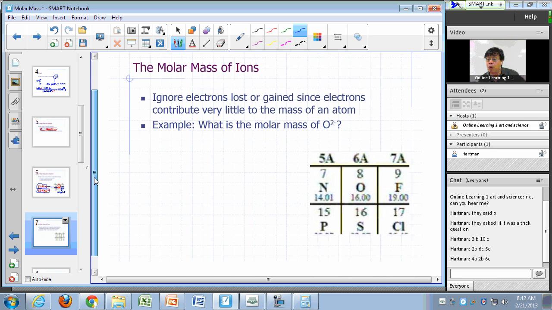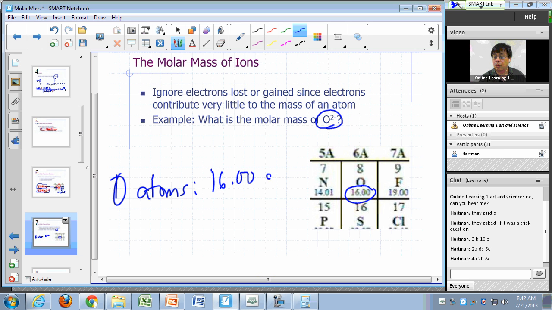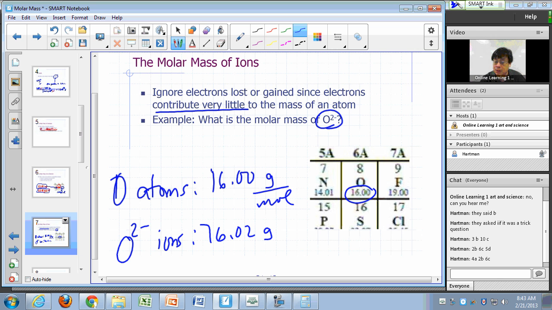Okay. What about molar mass of ions? If I were to ask you, what's the molar mass of oxide ions, O with a -2 charge? Well, molar mass of oxygen atoms is, according to this, 16.00 grams per mole. Well, what about oxide ions? Well, you have to realize that electrons contribute very little to the mass of the atom. Remember, each proton is about 2,000 times heavier than an electron. So it's still going to be, for practical purposes, the same number. So it's going to be 16. In the case of oxygen and oxide, they're going to have the same molar mass.